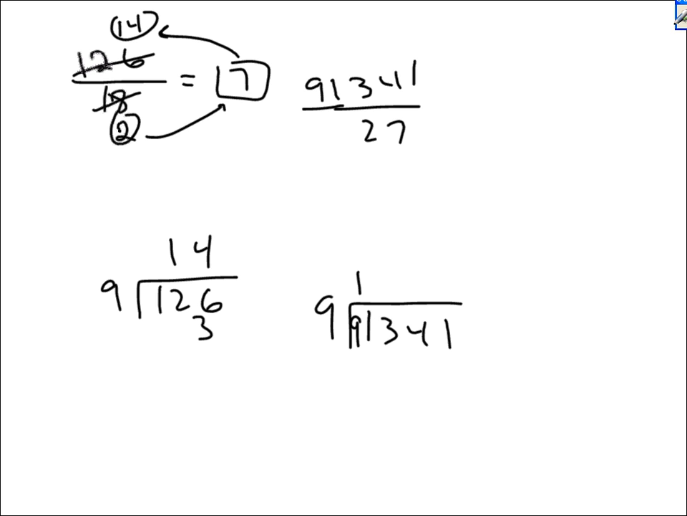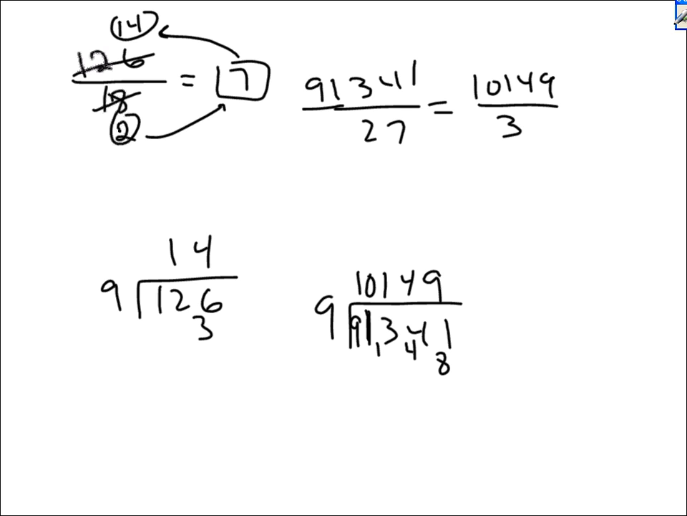9 goes into 9 one time. Nothing left over. 9 goes into 1 0 times with 1 left over. 9 goes into 13 one time with 4 left over. 9 goes into 44 4 times with 8 left over. 9 goes into 81 9 times. I get 10149. When I divide the top number by 9 and the bottom number by 9, I get 3.